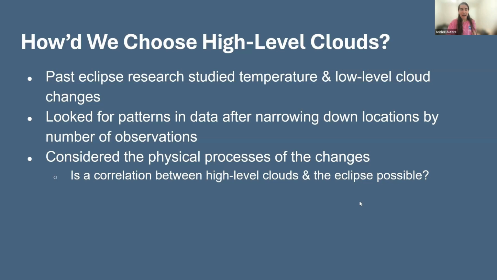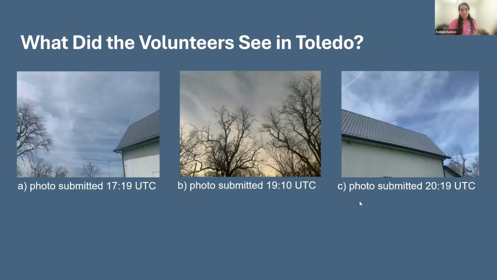Now, how did we end up choosing high-level clouds? Well, the past eclipse research, like Dr. Dodson had done, studied temperature and low-level clouds. And since we saw a pattern in the globe observations, noting that people saw increases in the high-level clouds, we thought, why not run with this? Let's see if we can find a real relationship between the solar eclipse and the high-level clouds that people noticed changing. Here's just a sample of what some volunteers saw.